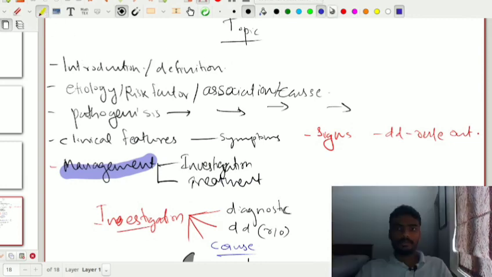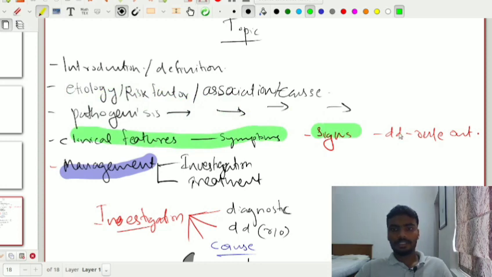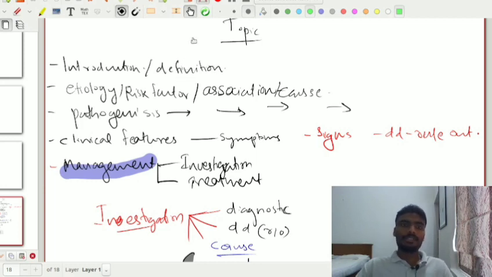So how will you remember the components, okay. You just think of the definition of that condition, then the etiology or risk factors, then pathogenesis, then clinical features, in which symptoms, signs, differential diagnoses to rule out. So in this way you have to think, right? This is how I elaborate on thinking structurally.